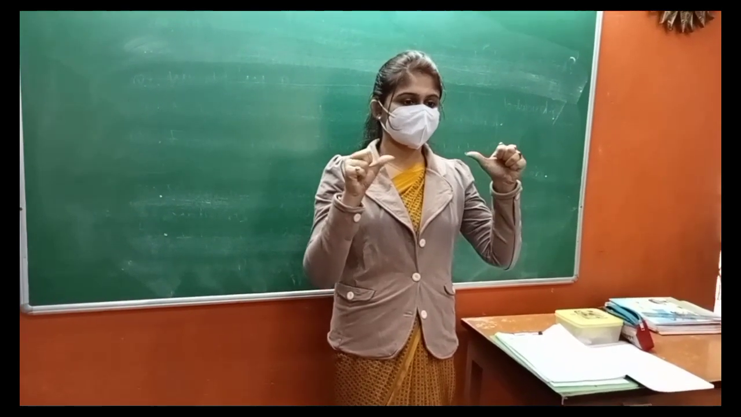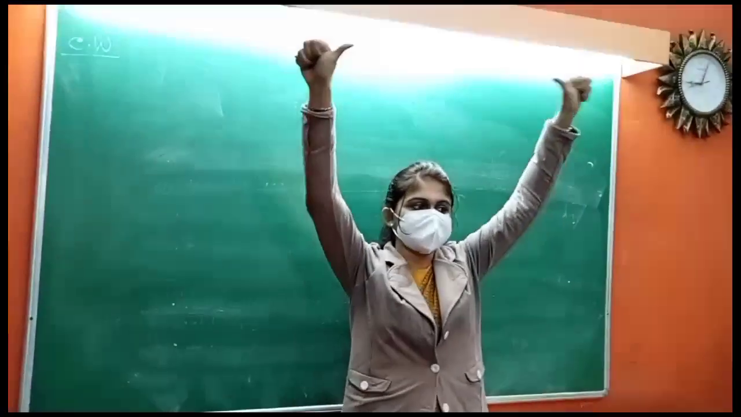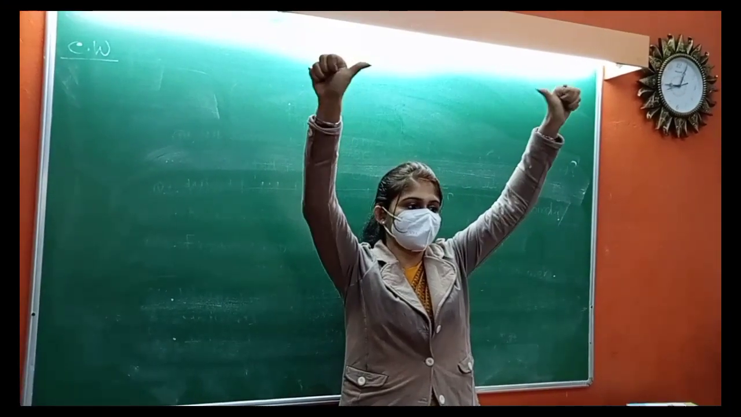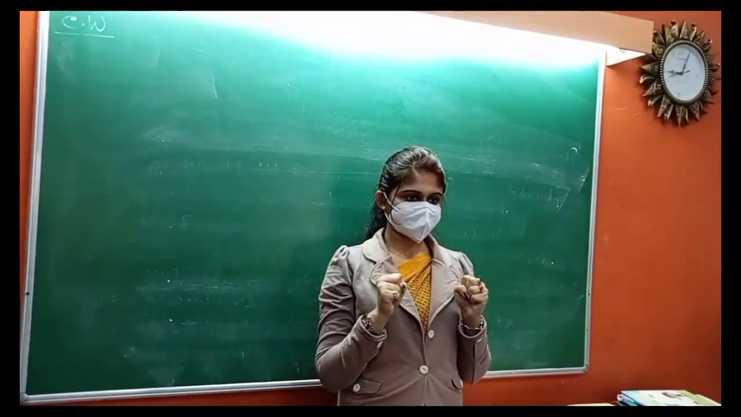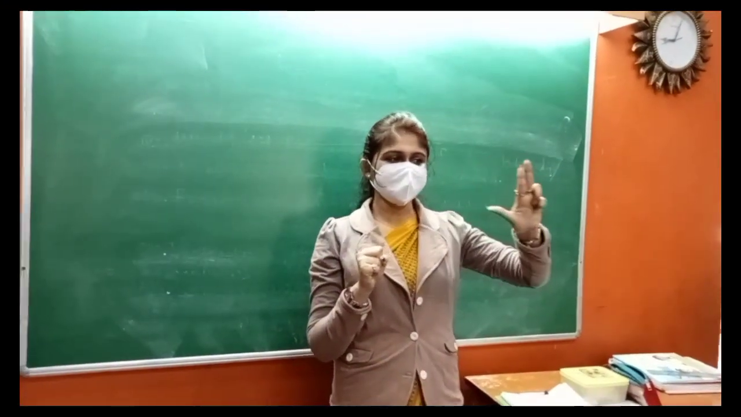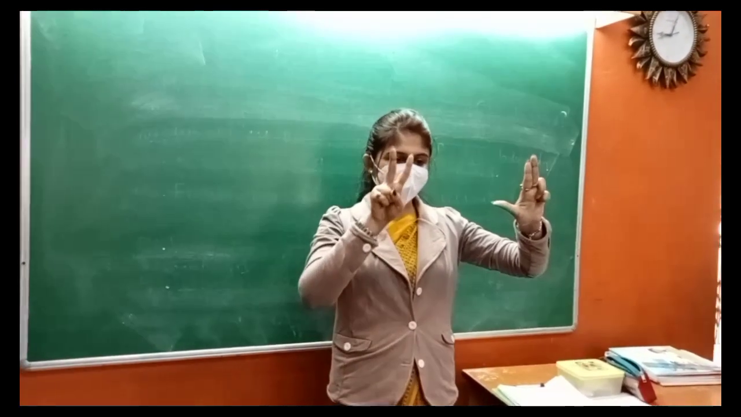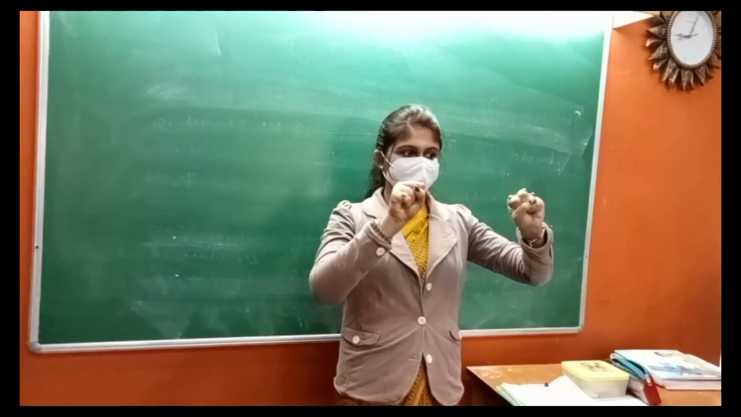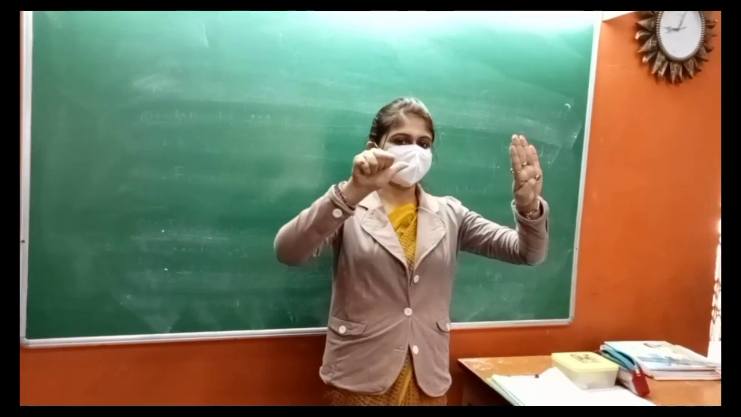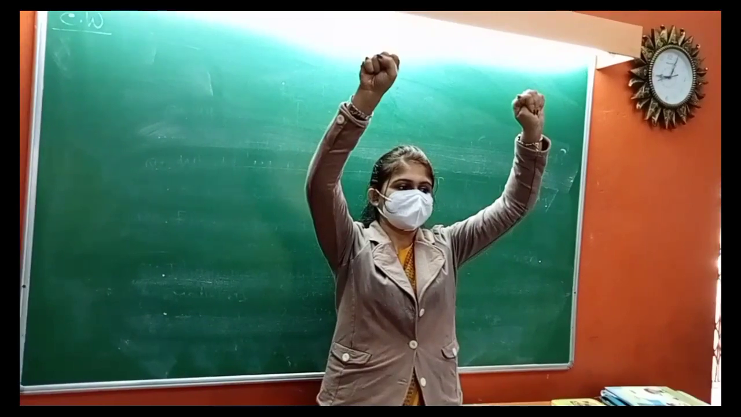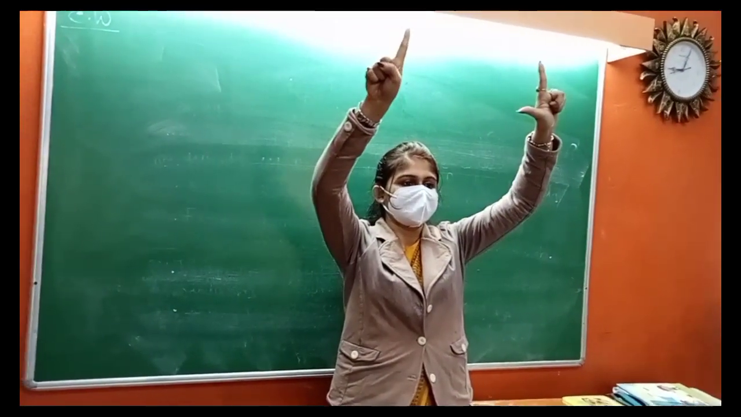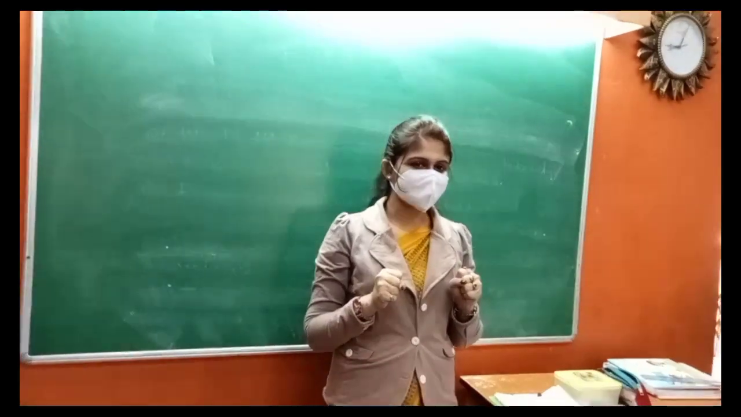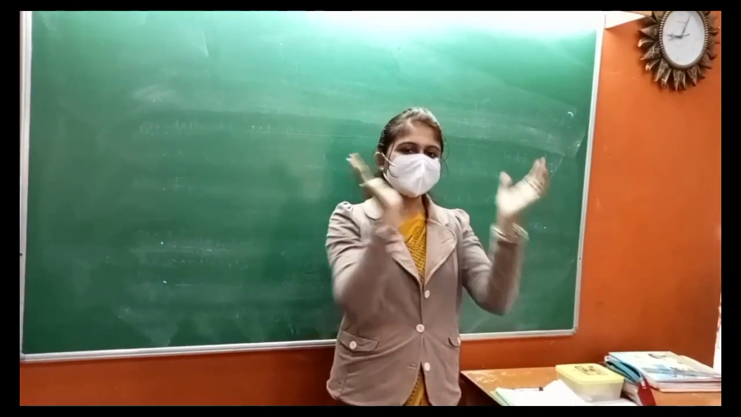13. 13. Then, close fist. 55. Just show me. Abacus, just show me. Done. Close. 72. Clear, Abacus. 45. Clear, Abacus. 61. Clear, Abacus. Wow! You people are so smart. Clap for everyone.